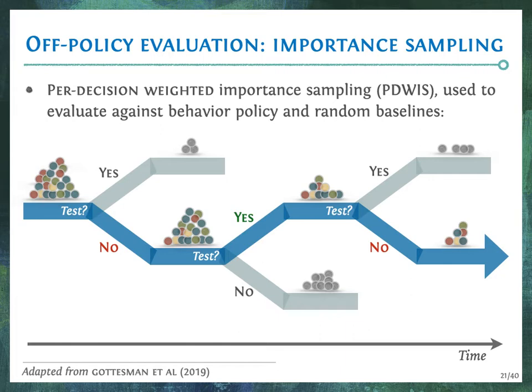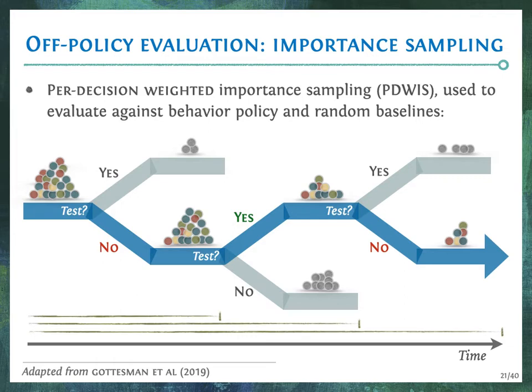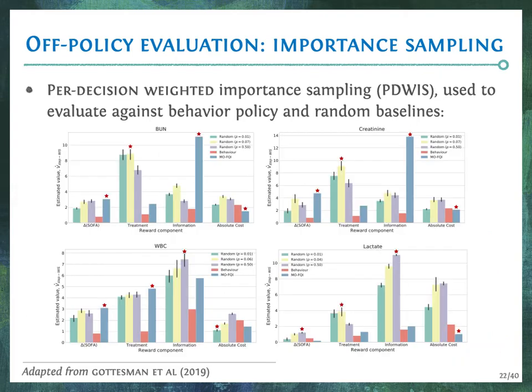Our estimate for the value of this policy is then the discounted cumulative reward observed by the patients in the data that follow this path. Here, we use a variant of this called per decision weighted importance sampling, which uses the cumulative reward after each time step to get the final value of a policy, yielding an estimate with lower variance.